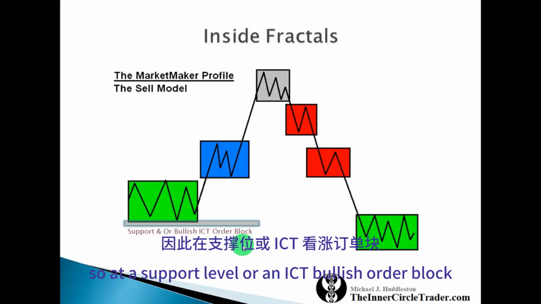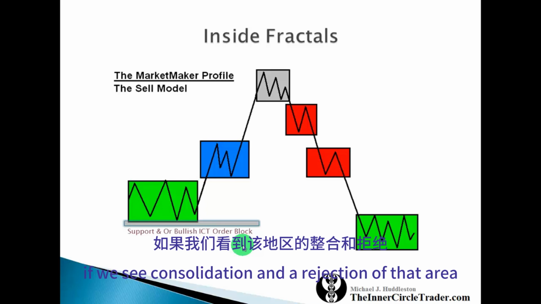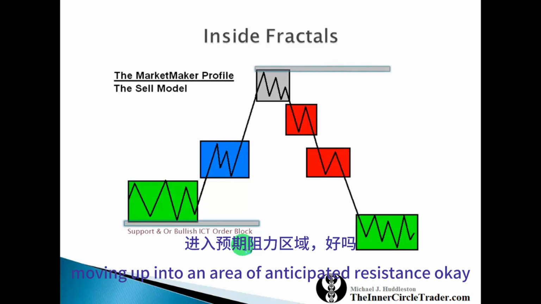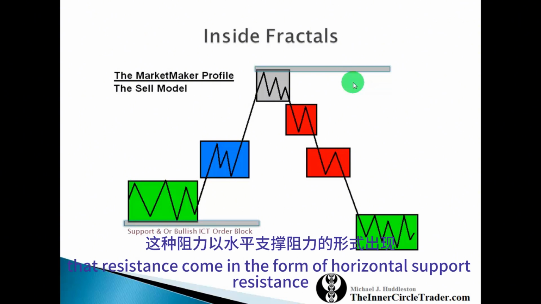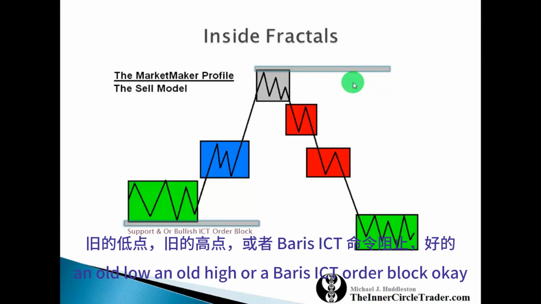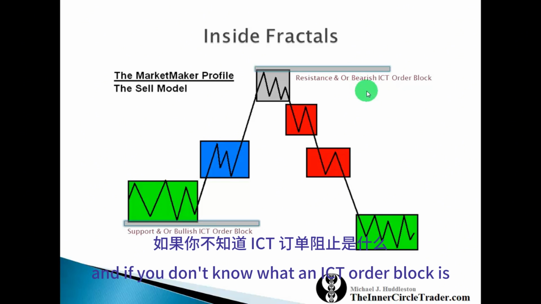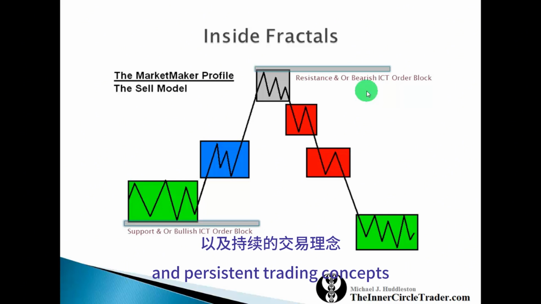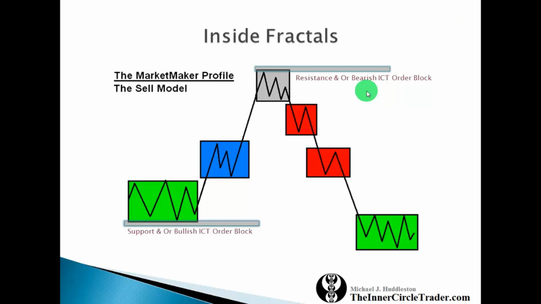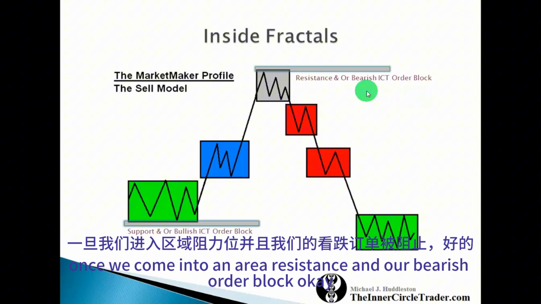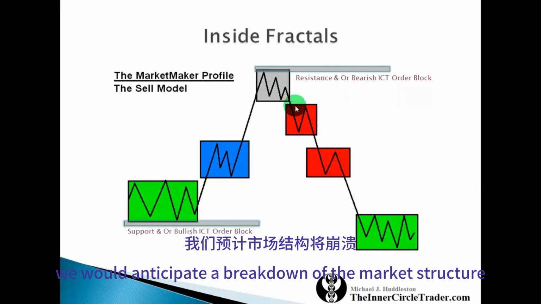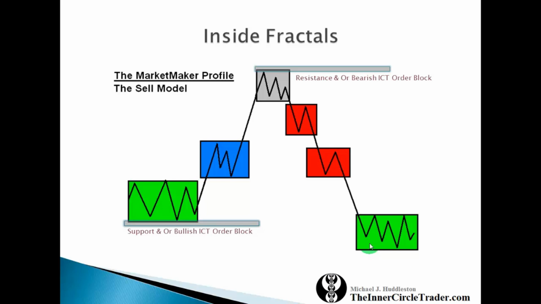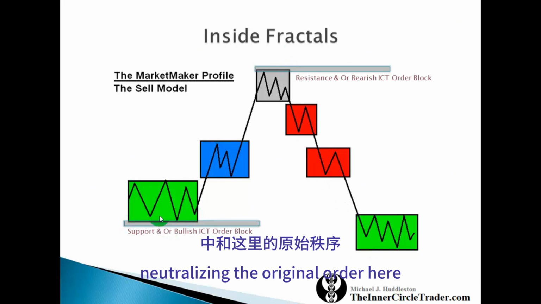So at a support level or an ICT bullish order block, if we see consolidation and a rejection of that area moving up into an area of anticipated resistance, and again, that resistance can come in the form of horizontal support and resistance, an old low, an old high, and or a bearish ICT order block. Okay, and if you don't know what an ICT order block is, you don't have any business watching this video series. You need to go back to the Sniper series and Precision Trading Concepts. Once we come into an area of resistance and or bearish order block, we would anticipate a breakdown of the market structure as we have here graphically described, eventually coming back down, neutralizing the original order here.